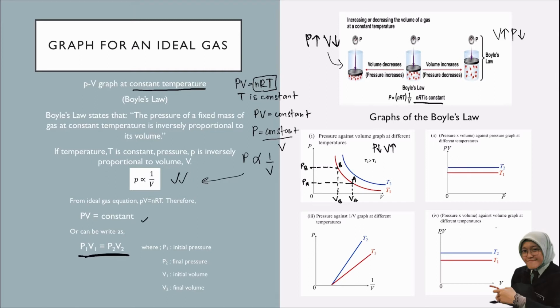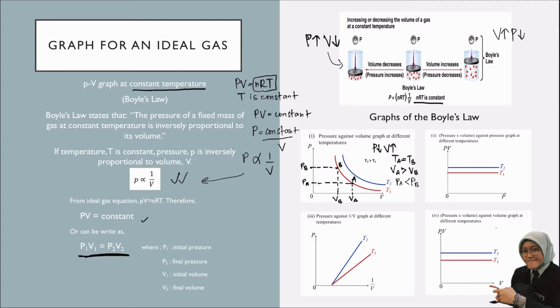So from here we know that TA equals TB. Temperature A equals TB, right? Because the temperature is constant. But we can see here that VA is bigger than VB, right? And also PA is smaller than PB because it is inversely proportional. So we know from this graph that P is inversely proportional to volume.